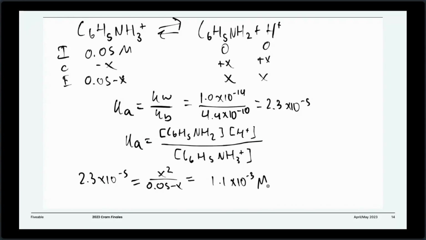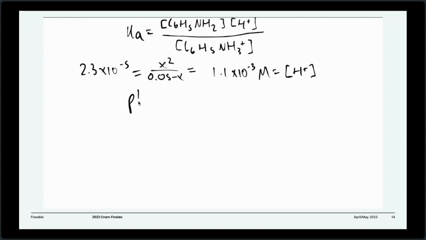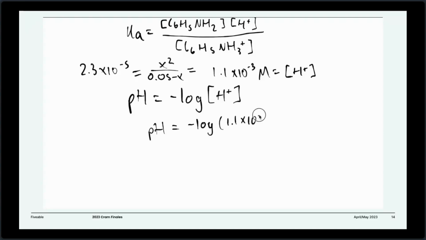When we plug that in, we find x is equal to 1.1 times 10 to the negative 3 moles, and that's going to be our concentration for the hydrogen ions. And from here, to find our pH, we know that pH is equal to negative log of our hydrogen ion concentration, so pH will equal negative log of 1.1 times 10 to the negative 3rd power, and our pH will equal 2.96. And there you go. Our pH is 2.96. And this will become important in the next question.